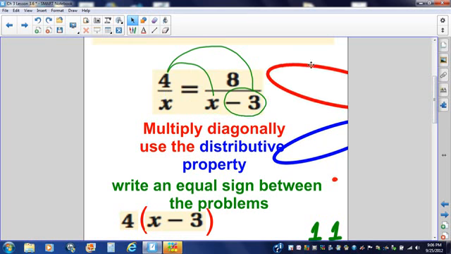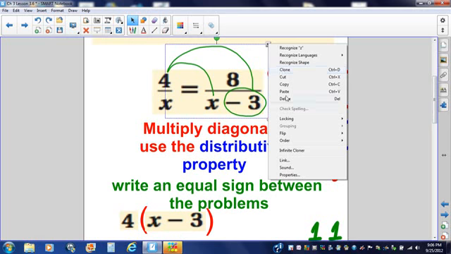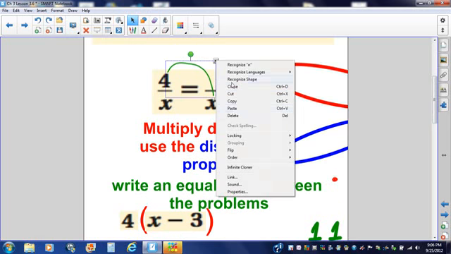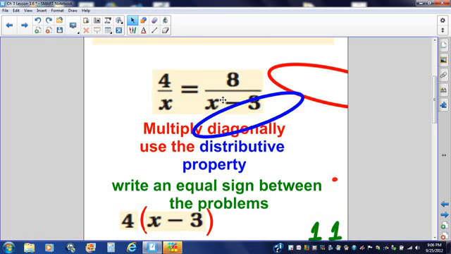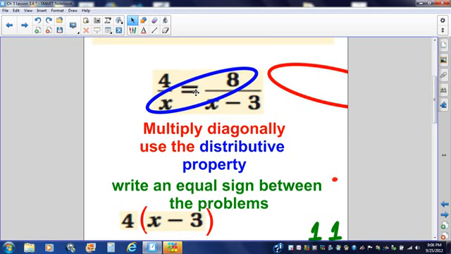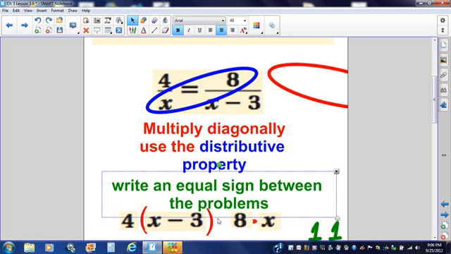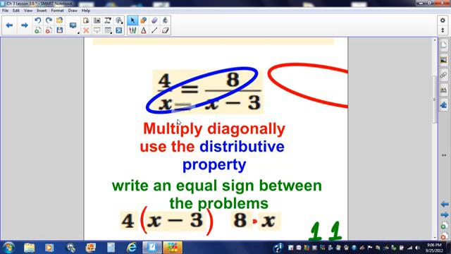Now I'm going to move this over to the side. If I multiply diagonally this way, I just have x times 8 or 8 times x. It means the same thing. So there's my 8. There's my x. I'm multiplying diagonally, so I'm going to put a dot in between them. And I'm going to write the equal sign between these problems. So bring your equal sign down between them.